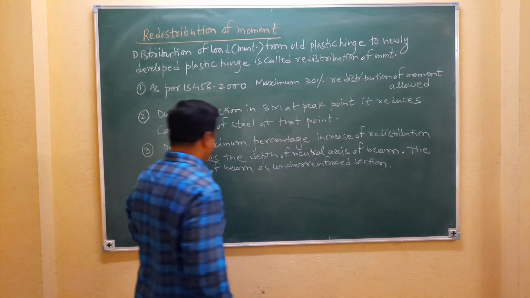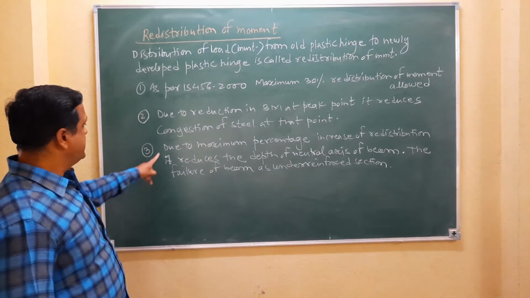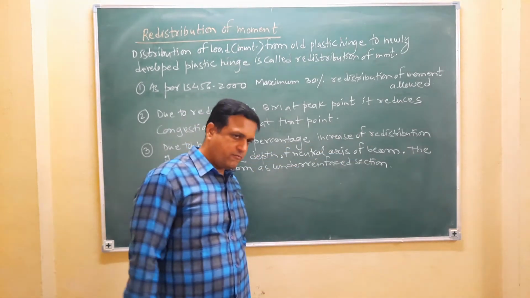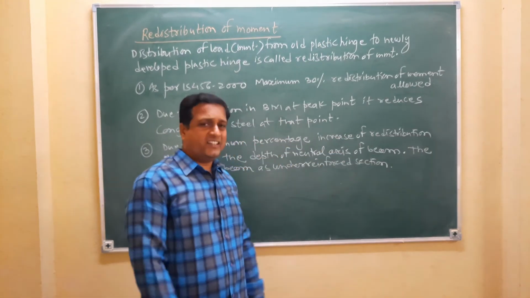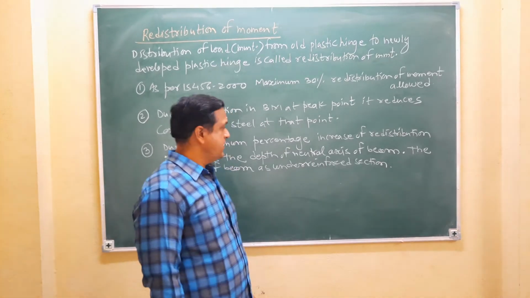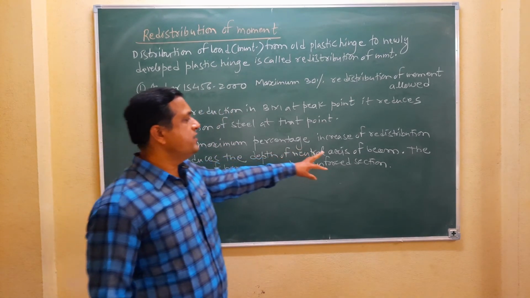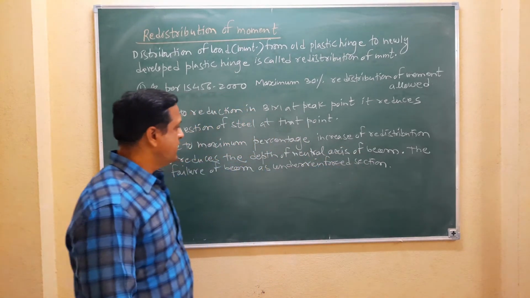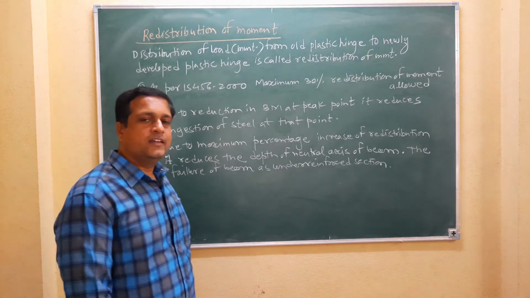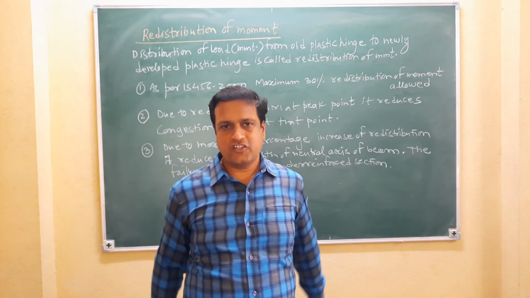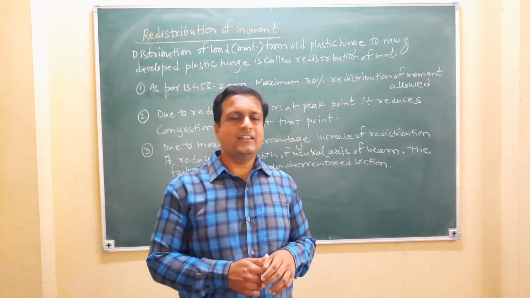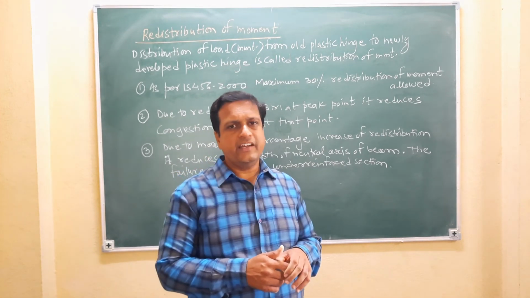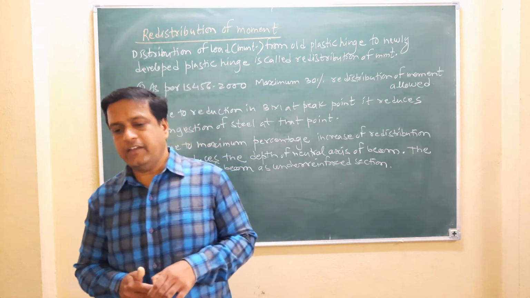So what is point 3? Due to the maximum percentage increase of redistribution of moment, it reduces the depth of the neutral axis of the beam. Then the beam fails as an under-reinforced section, and if the beam is acting as an under-reinforced section, it is very easy to design.